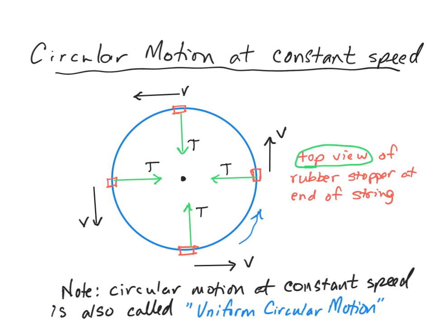Down here at the bottom of the page, I've said circular motion is at constant speed. It has another name. It's called uniform circular motion, or sometimes abbreviated UCM, which is circular motion at the same speed, uniform being constant speed.